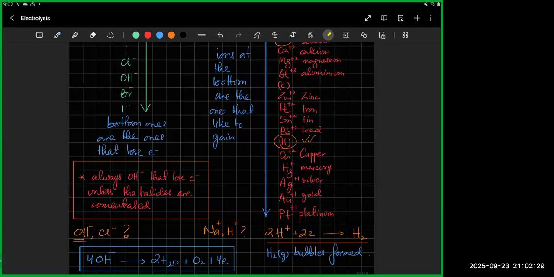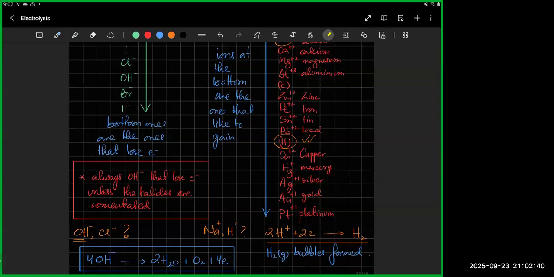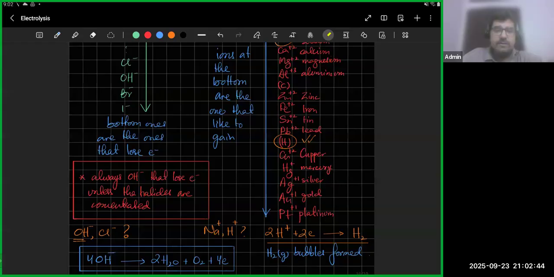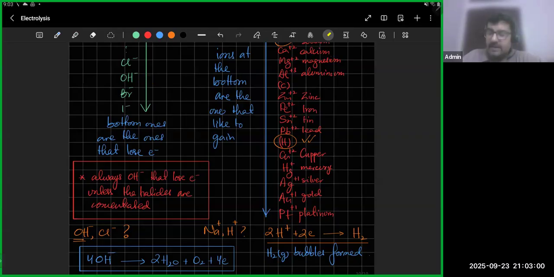Just that I saw in the book, they wrote that the most likely to discharge is Cl before OH. They wrote iodide, bromine, Cl, and then after it OH. You're saying that the book wrote I minus one, Br minus one, and then Cl, and then OH.